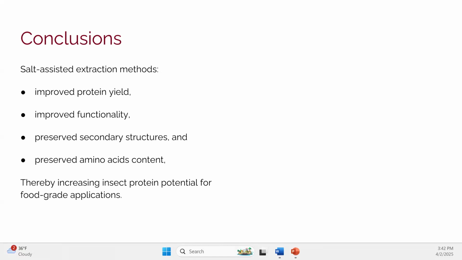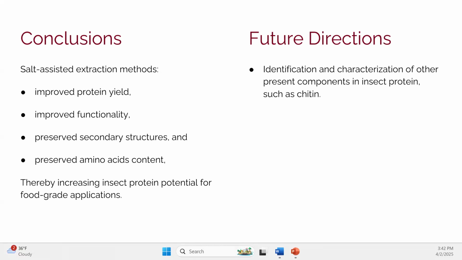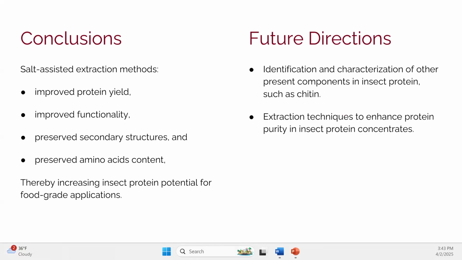Future directions are obviously further identification and characterization of other components present in insect protein. The big one is chitin, which is contained in the exoskeleton of the insects and is present in the insect protein concentrate. Also, further exploration of different techniques to enhance protein purity, so going from concentrates to isolates.